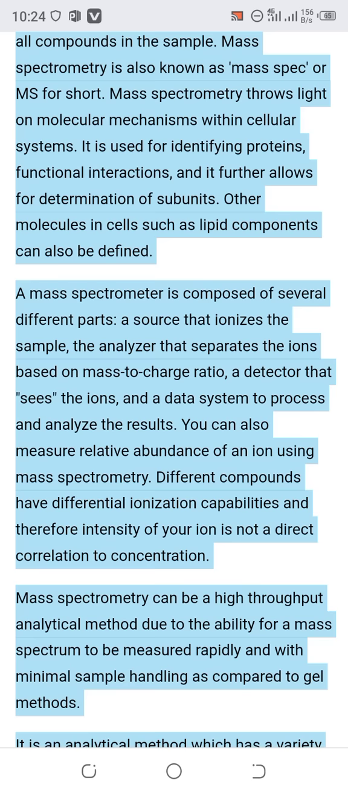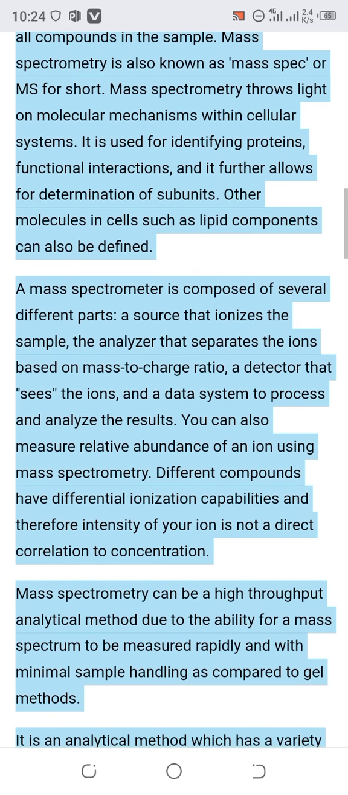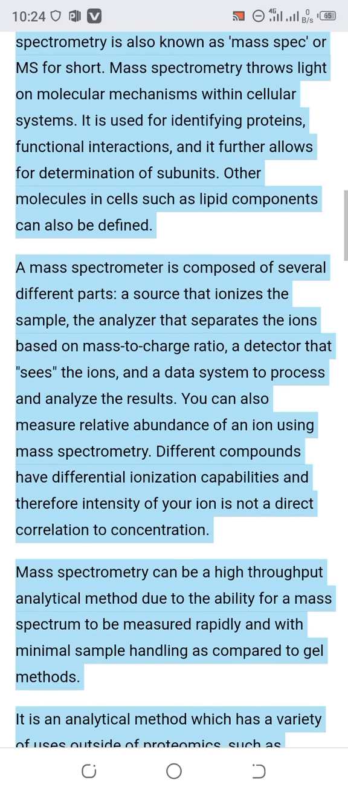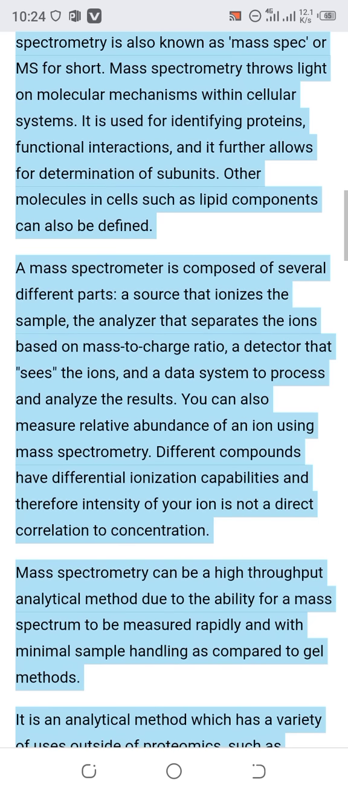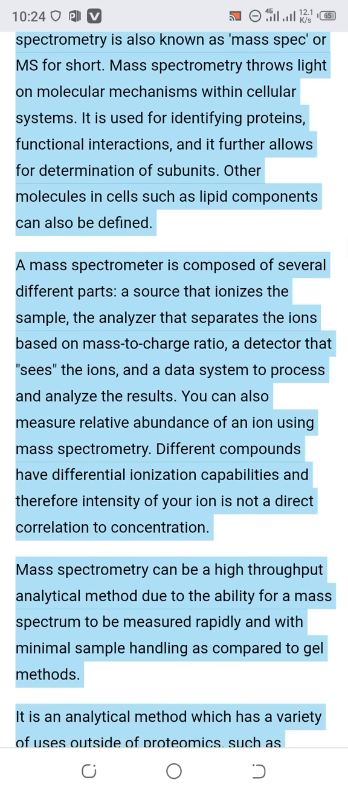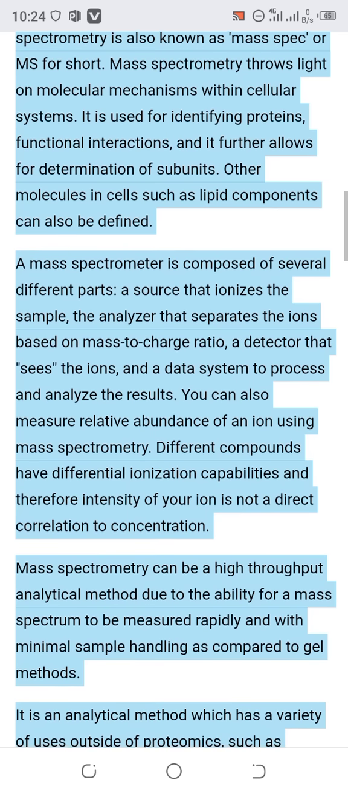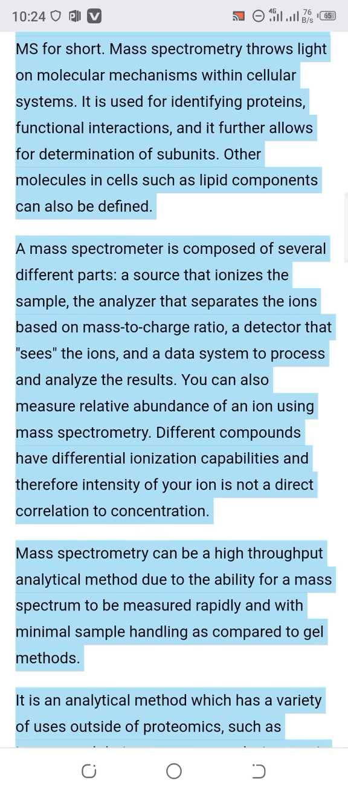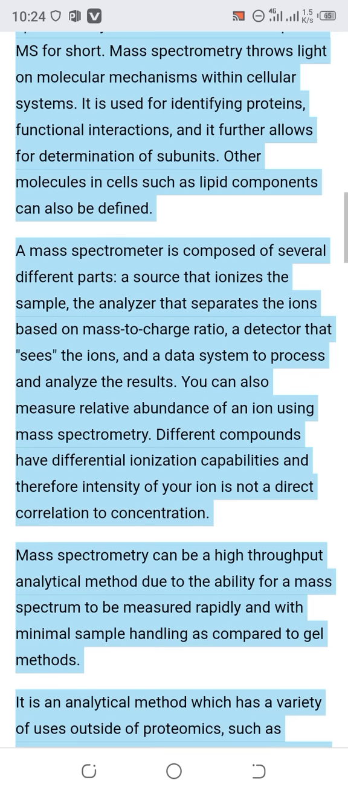A mass spectrometer is composed of several different parts: a source that ionizes the sample, the analyzer that separates the ions based on mass to charge ratio, a detector that sees the ions, and a data system to process and analyze the result.